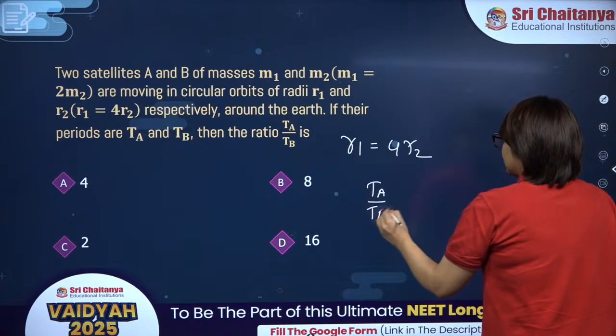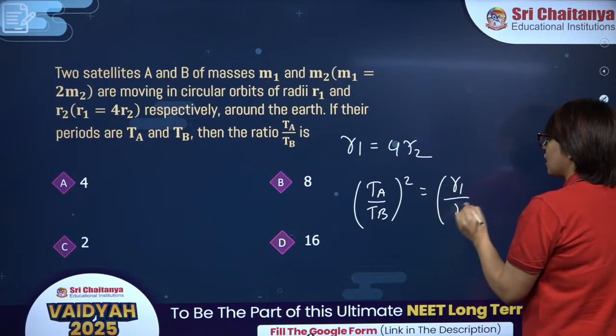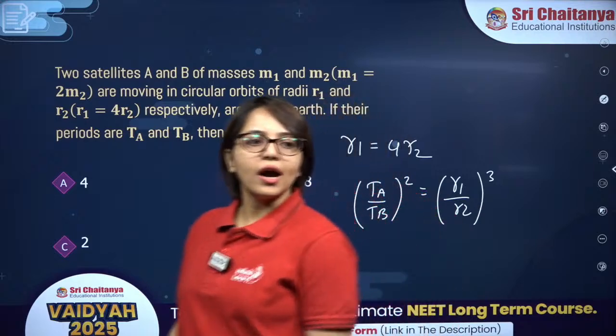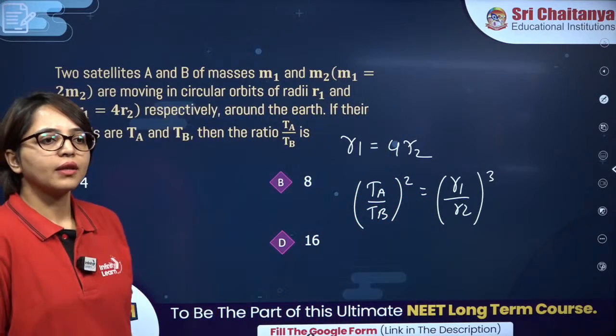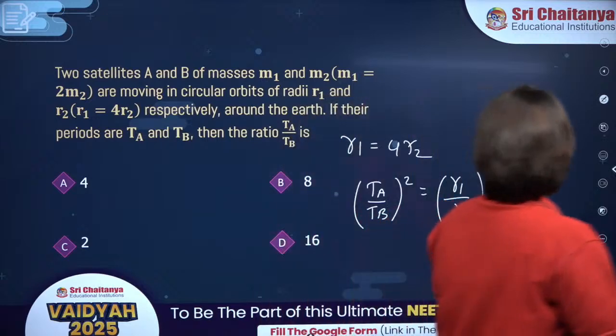Ta upon Tb whole square should be equal to r1 upon r2 whole cube. T square is directly proportional to R cube, right? Chaliye, try this one, option D.